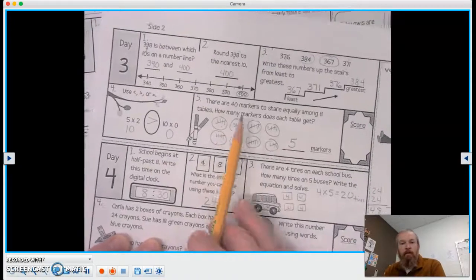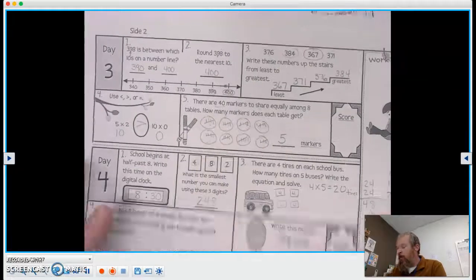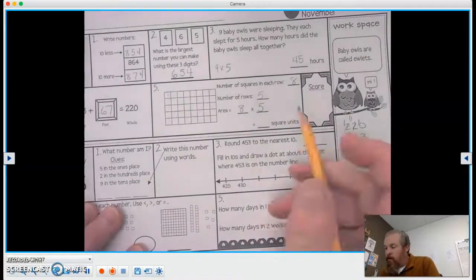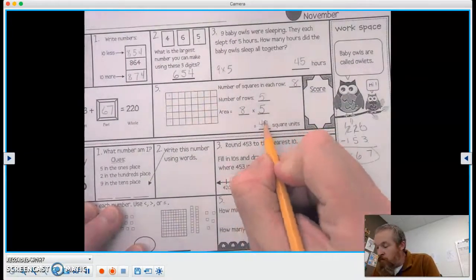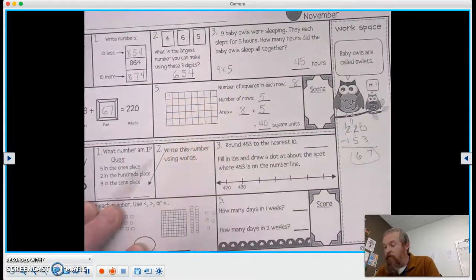Remember this one right here? That is 8 times 5 equals 40. All right, so 40 squares. So we go 5, 10, 15, 20, 25, 30, 35, 40. So 40 squares.